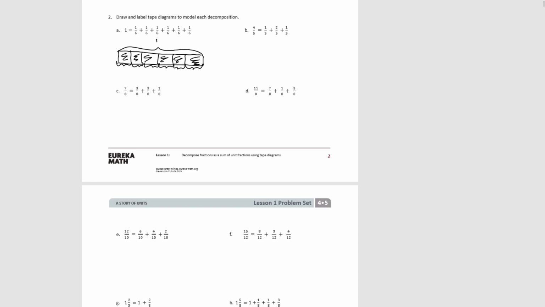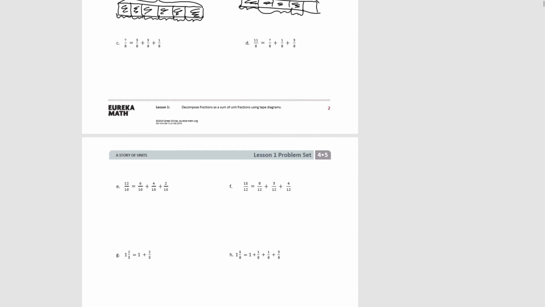Okay, pause the video and try B. Okay. B tells us that our tape diagram would be 1 divided into 5 equal sized pieces. We're talking about 4 of them, and we'd have 1/5, and then 2/5, and then 1/5 for it to match our number sentence.